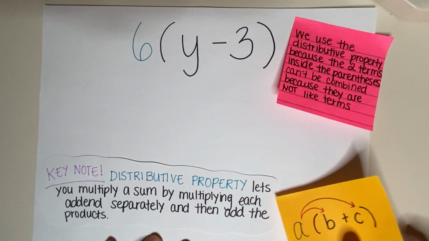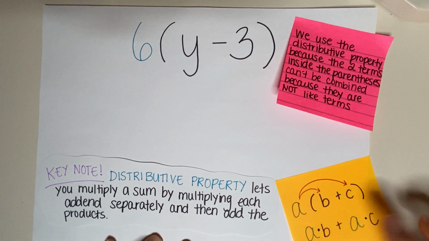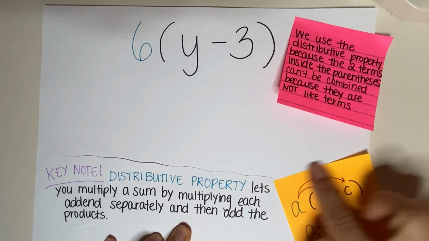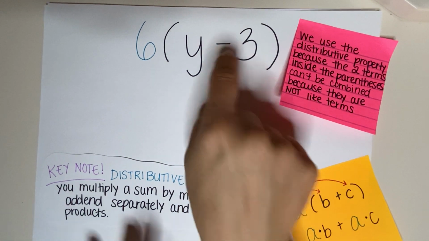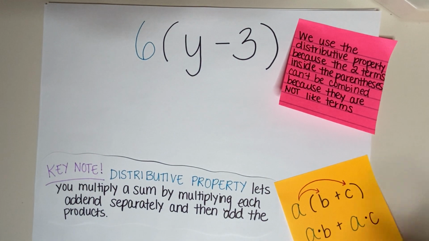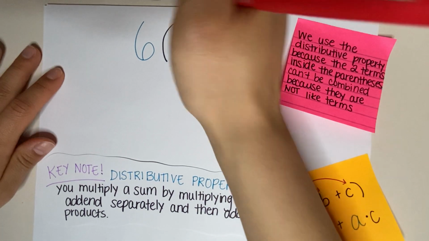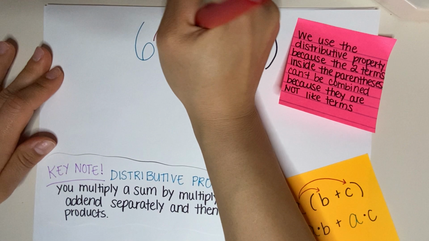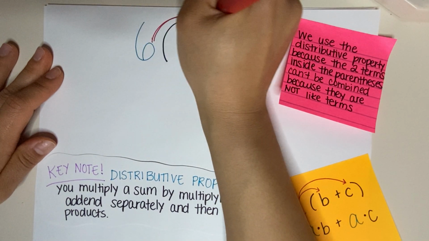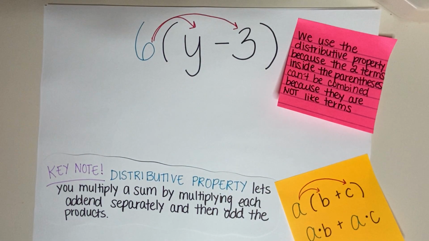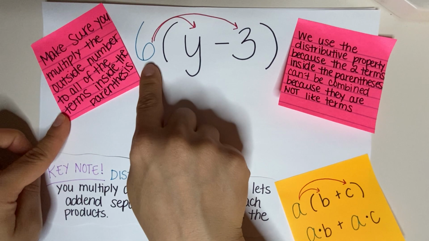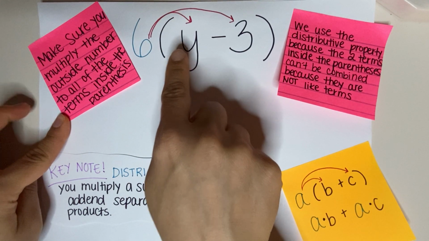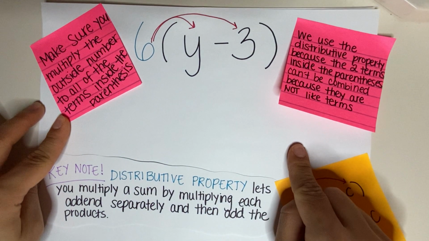And the biggest difference in this example compared to the other ones is that instead of it being added here, it's being subtracted. We can still use the distributive property. So the first thing I'm going to do is draw my arrows. 6 needs to be multiplied to the y, and it needs to be multiplied to the 3. Make sure you multiply the outside number to all of the terms inside the parentheses.